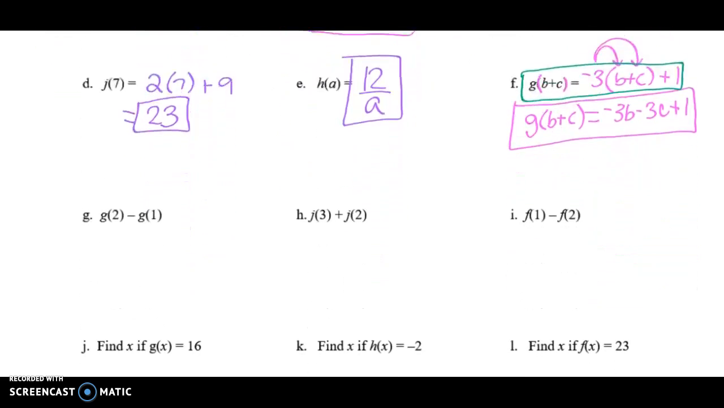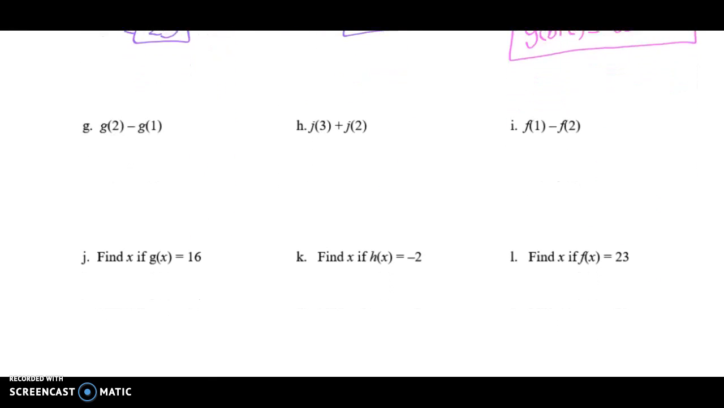So scrolling down now. Things are getting a little bit more complex. We have addition and subtraction while we are doing these evaluations. You can choose to actually go evaluate g of 2, and then go evaluate g of 1, and then do your subtraction. Or you can do it all at one time.